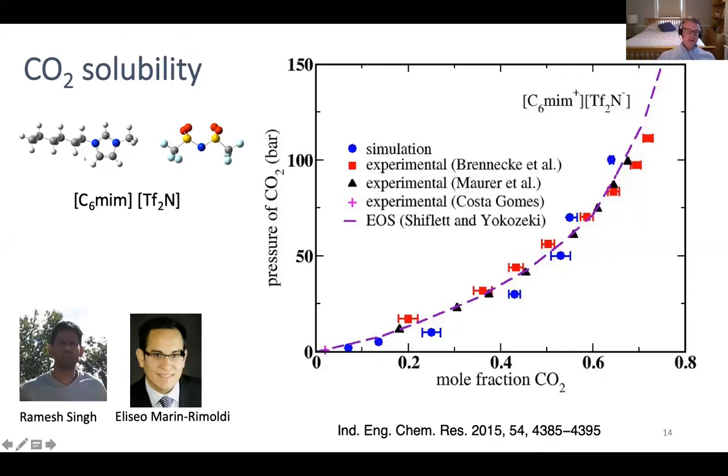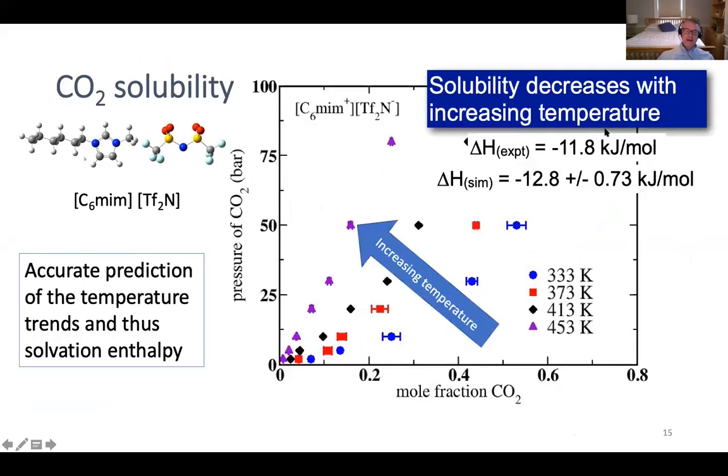Here's just an example. I'll try to show you pictures of some of the people who ran these calculations over the years, Eliseo and Ramesh. So this is the pressure of CO2 versus mole fraction. And in this particular ionic liquid, there's lots of experimental data. The simulations are in blue. And you can see we do pretty much almost quantitatively match the CO2 solubility. And you can do that as a function of temperature. You can get enthalpies of absorption. So I won't go through many details, but we've done this for lots of different systems. And so for gas solubilities in ionic liquids, we're pretty good at being able to make those predictions.